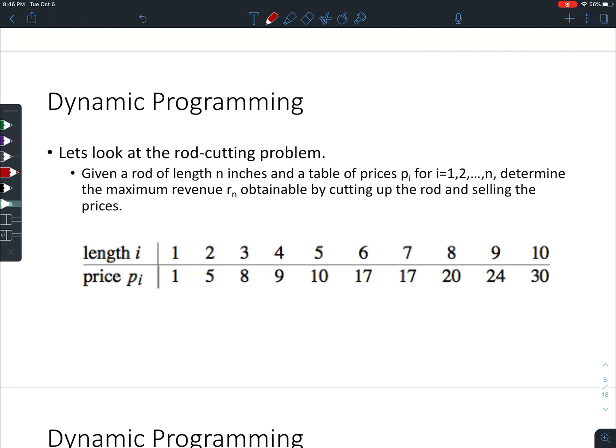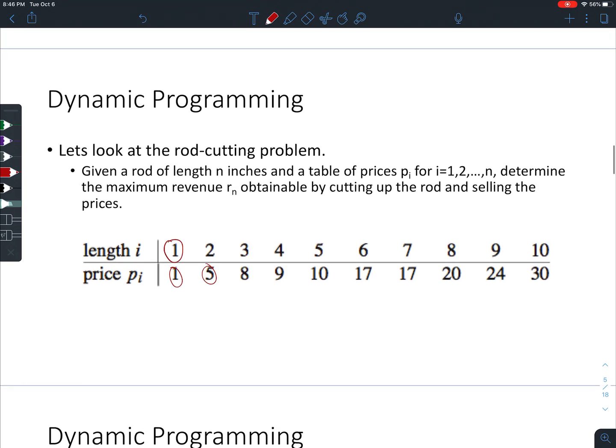So the input is a table, which we can take as an array. The index starts from 1 and ends at 10. So what does it say? The first value in the array is 1, the second value is 5, etc. What do they say? It says that if you have a rod whose length is 1 inch and you sell it, you can make $1. If you have a rod whose length is 2 inches and you sell it directly, you'll be able to make $5. And for a rod of length 3 inches, you'll be able to make $8, etc.